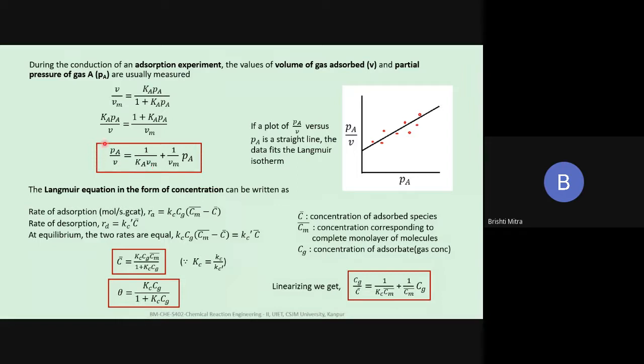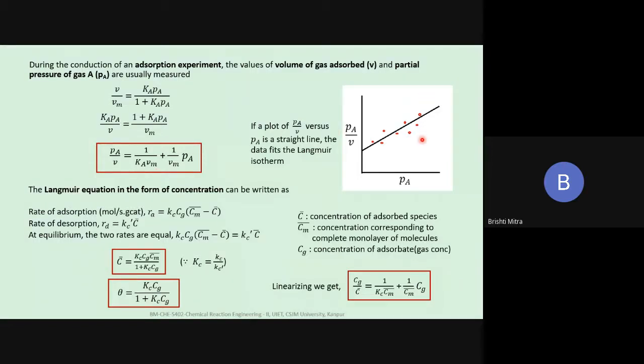That means we can write it in the form of a straight line. And we see that if PA by V is plotted versus the partial pressure, then we are supposed to get a straight line with a slope equal to 1 by Vm and the intercept equal to 1 by KA into Vm. Now, why is this straight line part important?